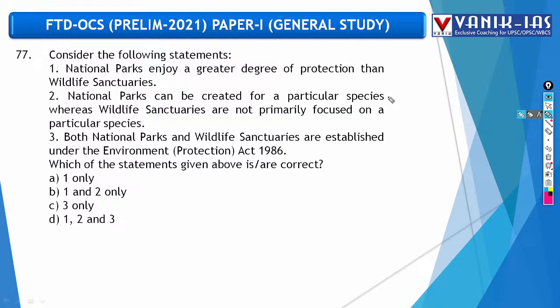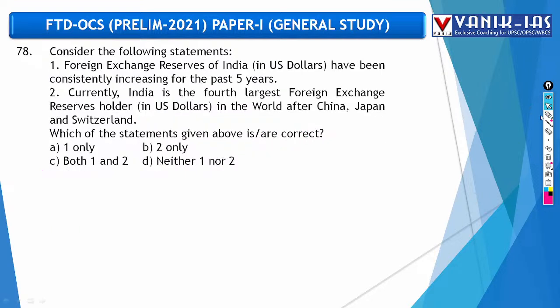Consider the following statements. National parks enjoy a greater degree of protection than wildlife sanctuaries. Yes, this is right. National parks can be created for a particular species, whereas wildlife sanctuaries are not primarily focused on particular species. No, there is nothing like that. A wildlife sanctuary can be focused on a particular species, for example bird sanctuaries. So the second statement is wrong. Both national parks and wildlife sanctuaries are established under the Environment Protection Act 1986. No, this is wrong. It is the Wildlife Protection Act 1972 under which they establish national parks and wildlife sanctuaries. So only one option is right.